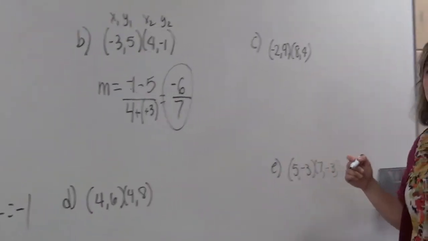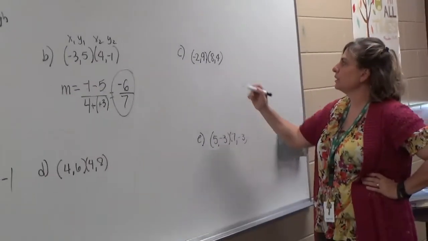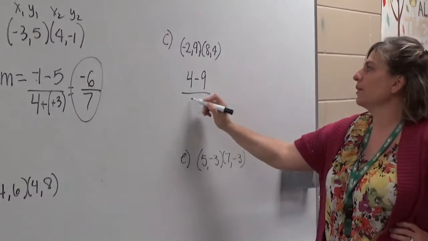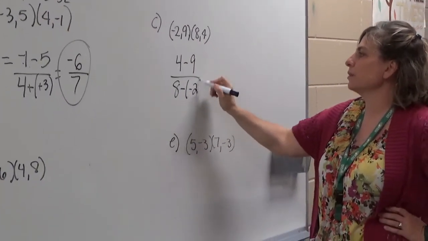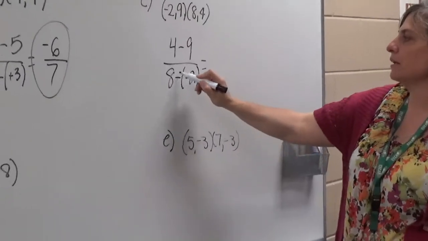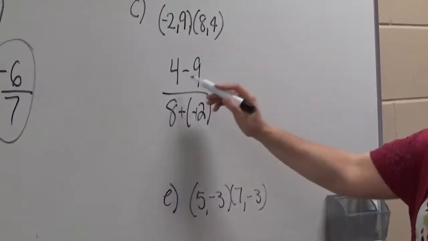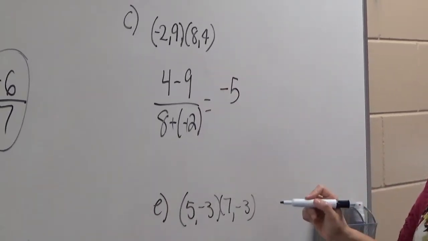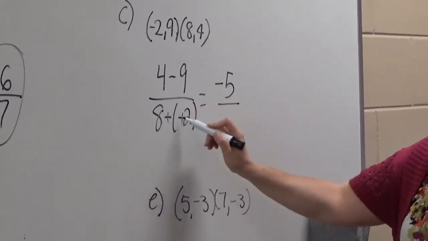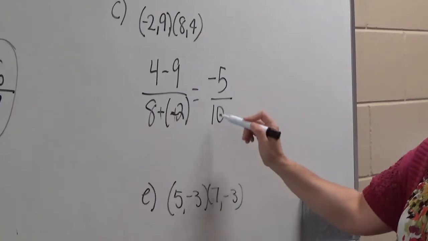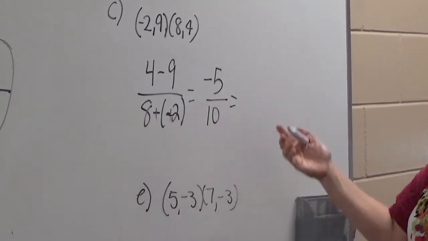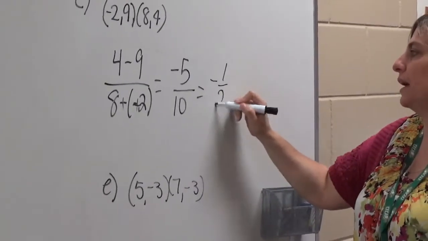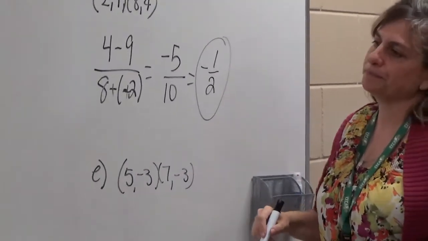Okay, over here, you can come closer or zoom in if you need to. This is going to be y2 minus y1 over x2 minus x1. Notice the double negative again, that becomes positive. 4 minus 9, they're different signs. I subtract and take the sign of the bigger number. These two are the same sign, they're both positive, so I add and take the sign of what it is, which is positive. Now I can reduce this fraction to negative 1/2, and that's my answer.